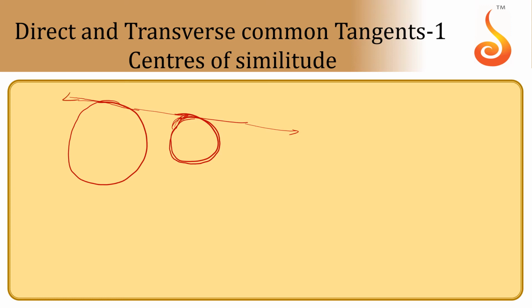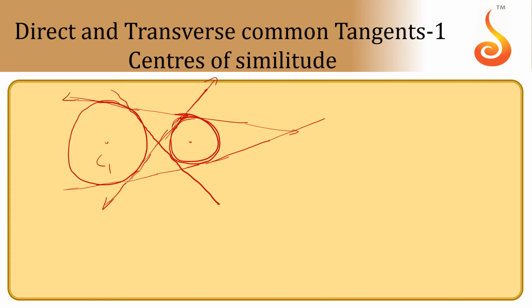First, let me tell you, if you draw a tangent for both the circles such that the circles lie on the same side of the tangent, then the tangent is called a direct common tangent. Suppose if you draw a tangent for which the circles will be on the opposite sides, it is called a transverse common tangent. Now for this situation, you can draw two direct common tangents and two transverse common tangents.